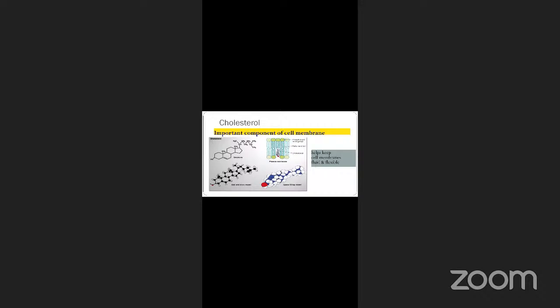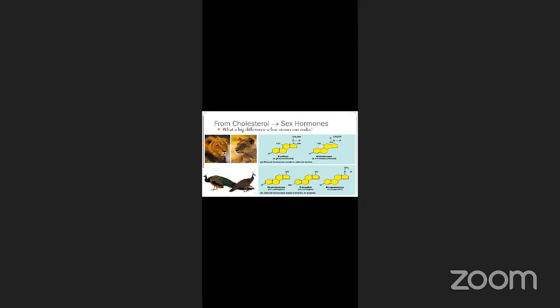So they are the important components of the cell membrane. They maintain the fluidity and flexibility of the plasma membrane. So from cholesterol, hormones like cortisol, aldosterone, testosterone, estradiol, progesterone, and all these are produced. Okay, so they're all derivatives of the sterol or steroids.